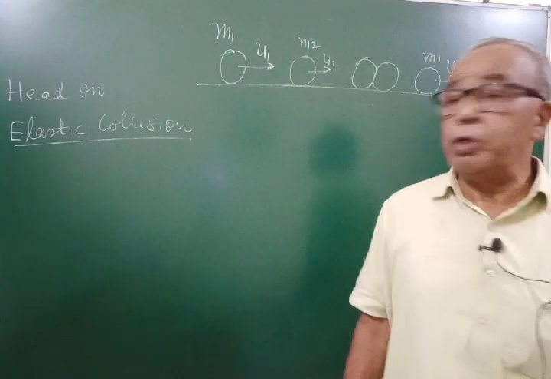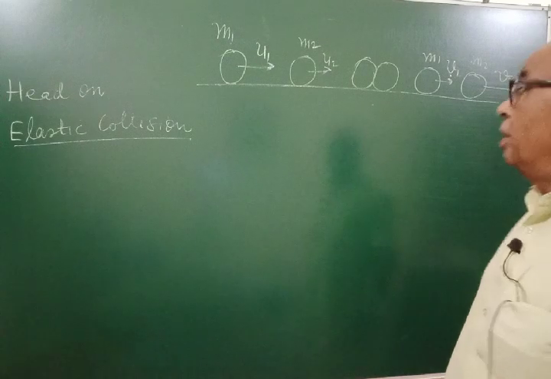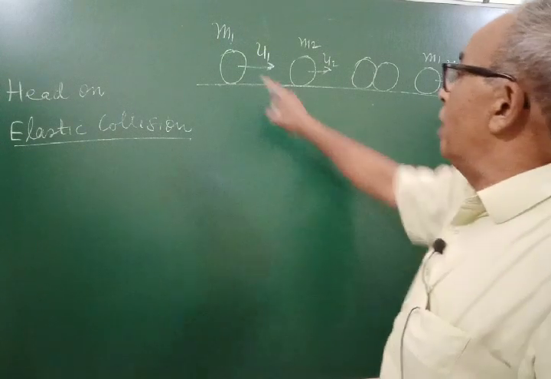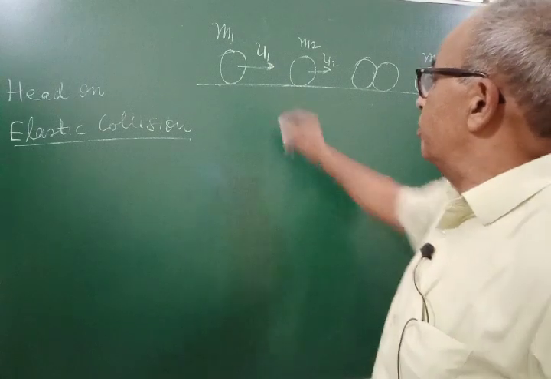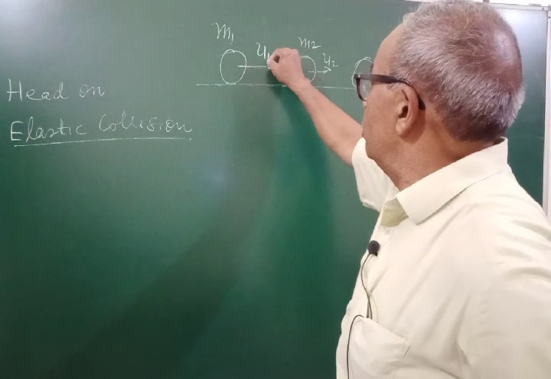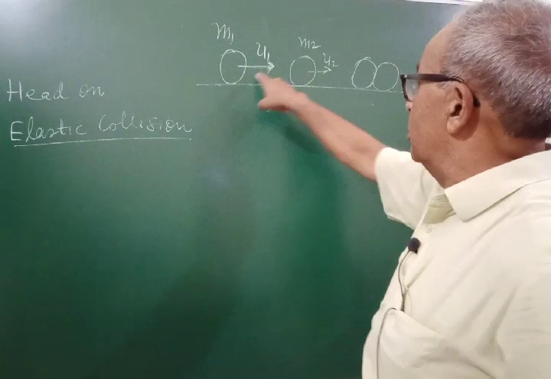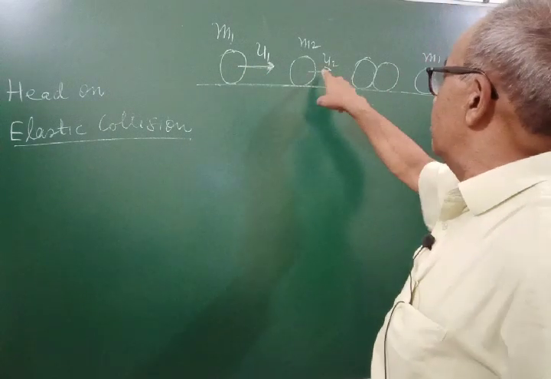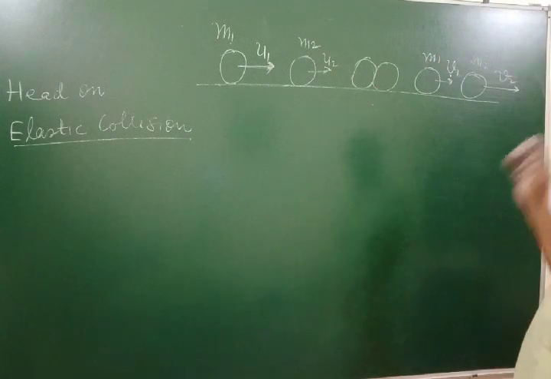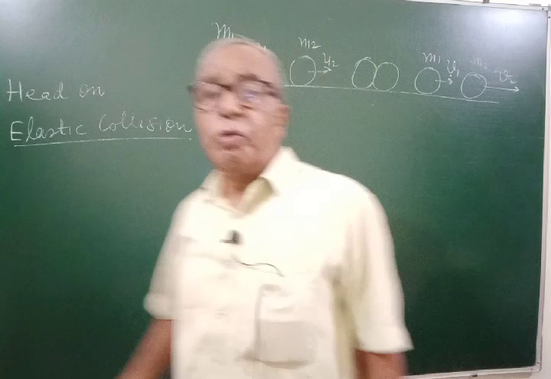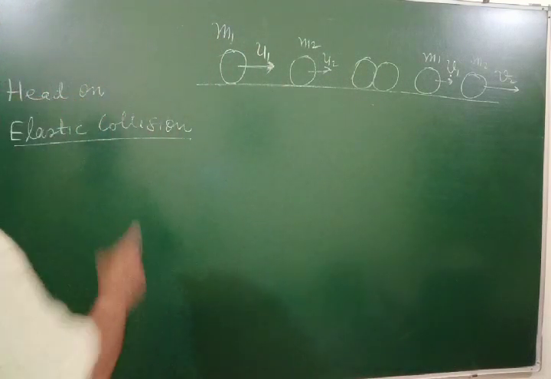Yes, dear student, in this video I am taking head-on elastic collision. In the figure, two balls of mass m1, m2 are moving in the same direction with velocities of magnitude u1 and u2. The larger length of the arrow tells us that the magnitude of u1 is greater than u2. They collide elastically and after collision they move with velocities v1, v2. This is elastic collision.